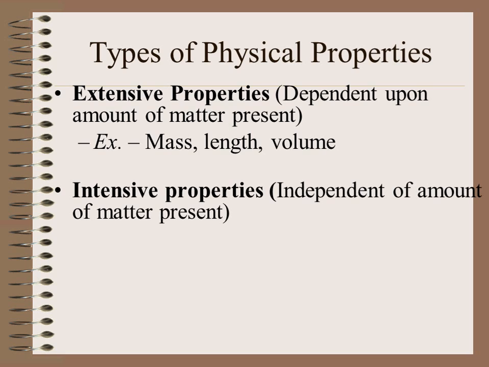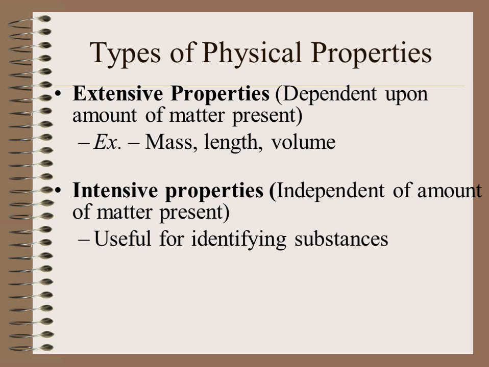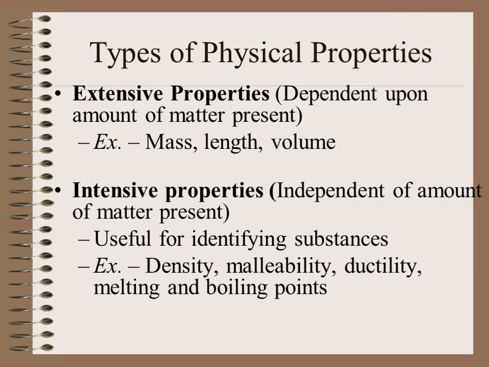Intensive physical properties are ones that are independent of how much matter is actually present, how big your sample is. These properties don't change whether you have a tiny minuscule amount or a huge abundant supply. And so because they are independent of how much you have, they are very useful for identifying substances. When we watch shows like CSI and we talk about forensic scientists, these are the sorts of properties that they mainly depend upon in identifying evidence and materials that they might find at a crime scene. Examples of intensive physical properties would be things like density, malleability, ductility, the melting point, and the boiling point of a substance.